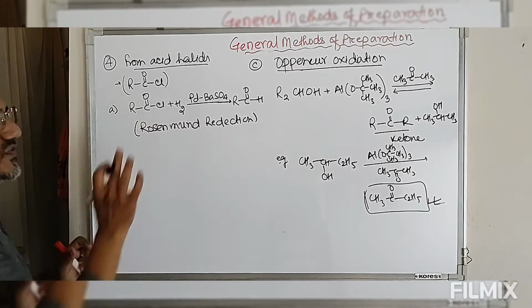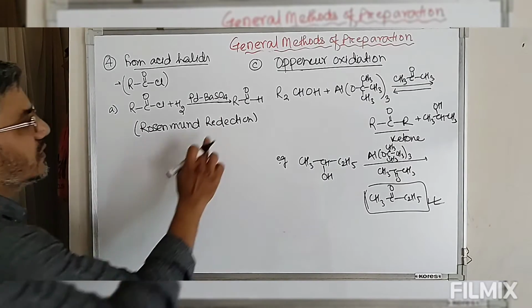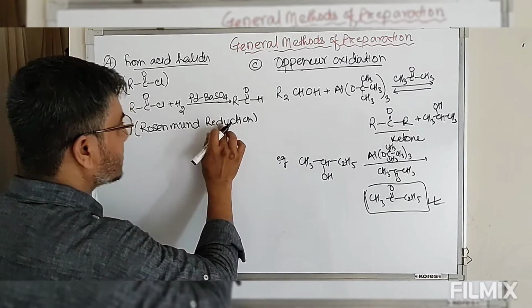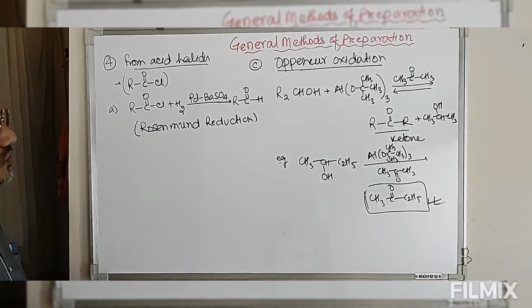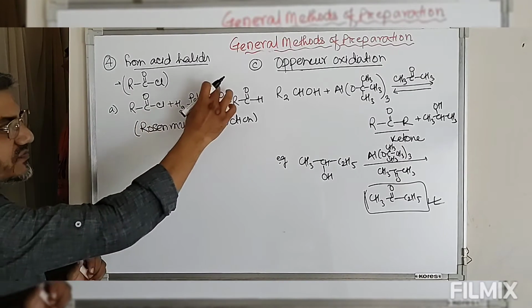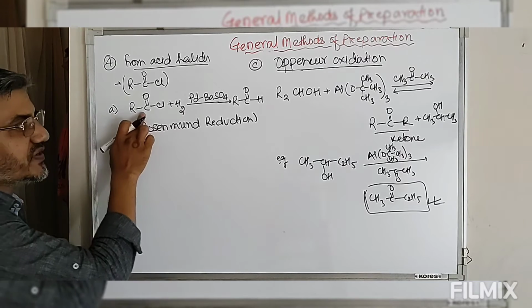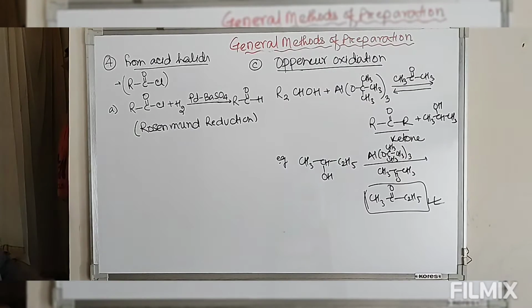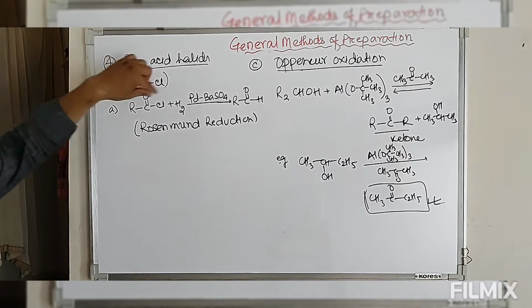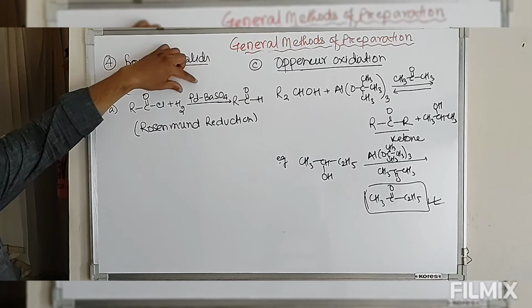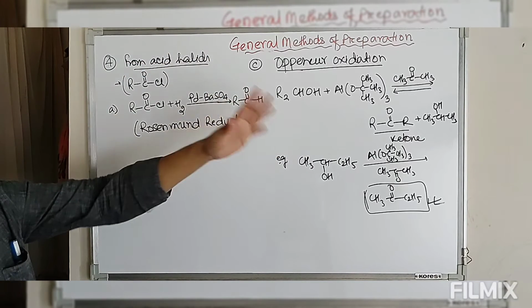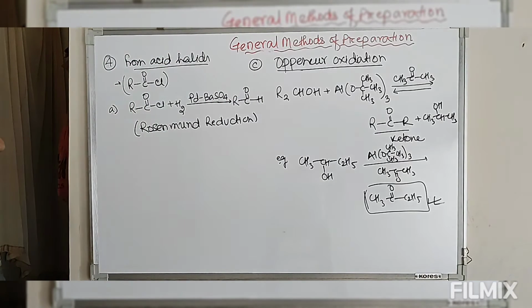So this is a specific reaction in which acid halide is converted to aldehyde. Now look at this, Rosenmund reduction means this specific reagent. The reagent is specific, the reactant is also specific, the product is also specific. The reactant is acid halide, the product is aldehyde, and the reagent is palladium metal supported on barium sulfate.